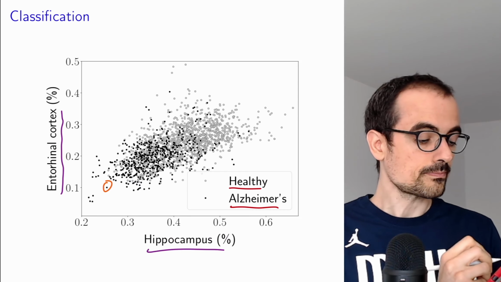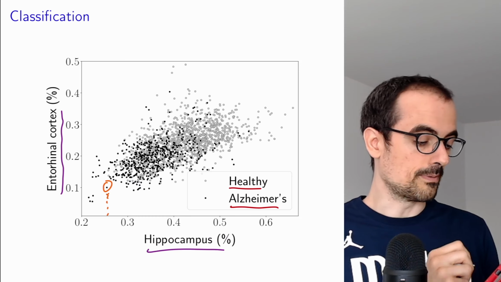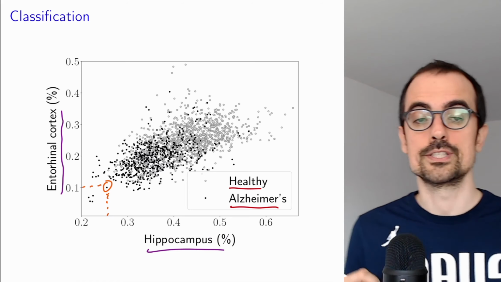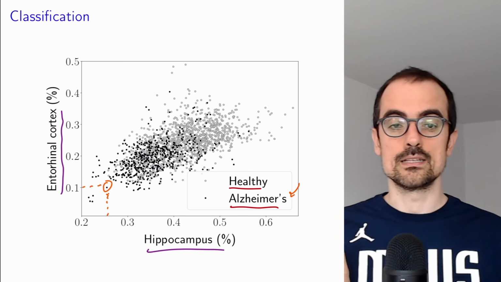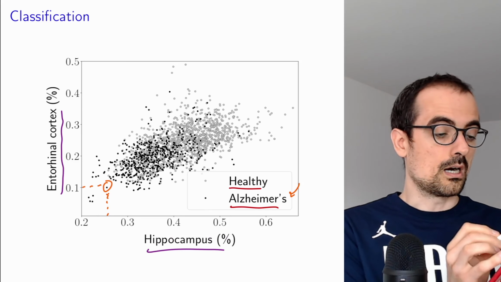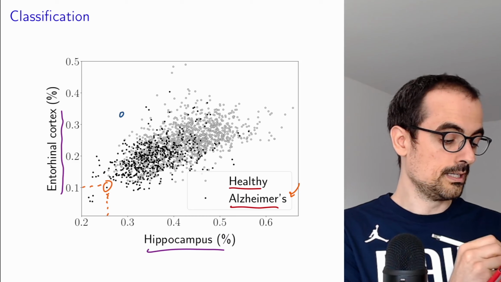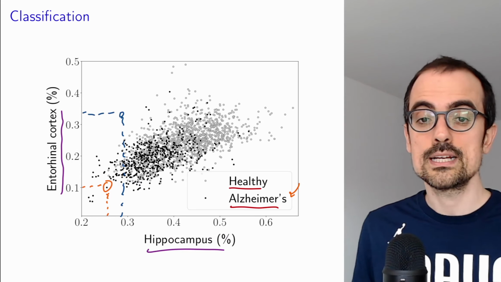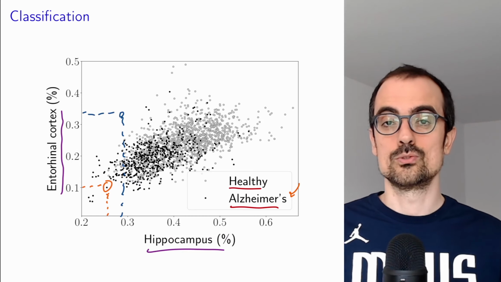So here, this patient has a hippocampus which has a volume of about 0.27 and an entorhinal cortex which has a volume of 0.1, and they have Alzheimer's, as indicated by the black dot. Our goal is, for a new patient, for example here, that has a certain value of hippocampus volume and a certain value of entorhinal cortex, to determine which class we should assign to this patient.